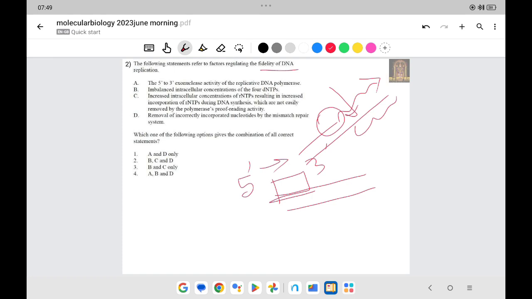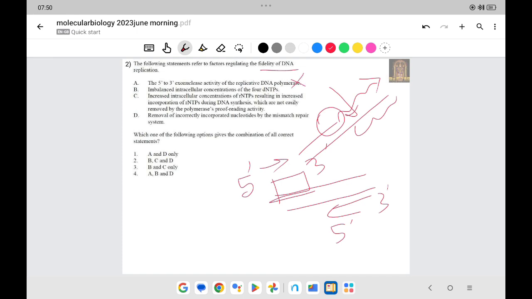Instead, the 3' to 5' exonuclease activity is responsible for the proofreading property of DNA polymerase. So, this 3' to 5' exonuclease activity is responsible for the fidelity of DNA replication, but not the 5' to 3' exonuclease activity. So, this one is wrong.